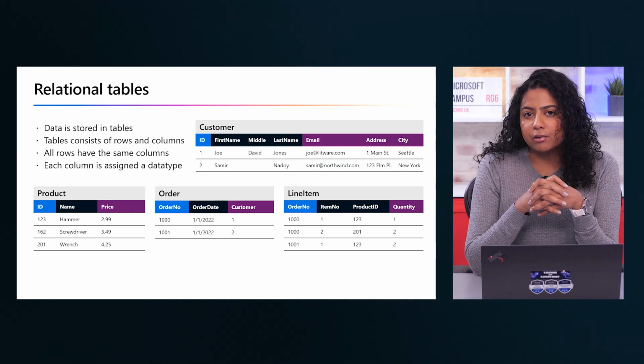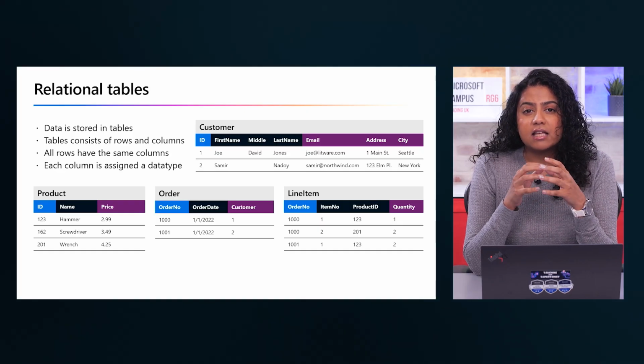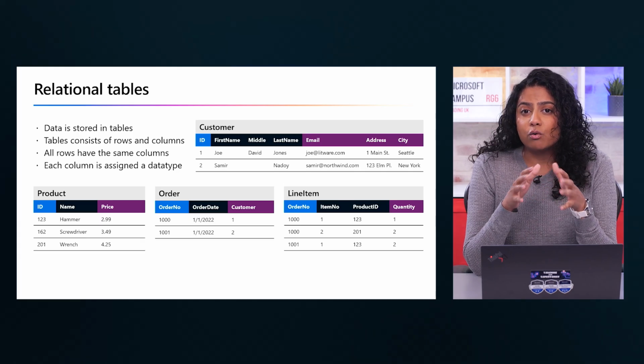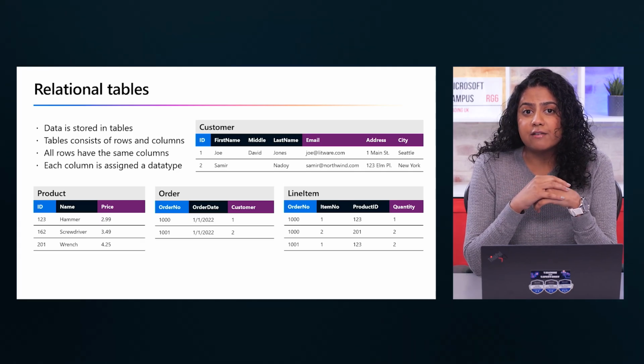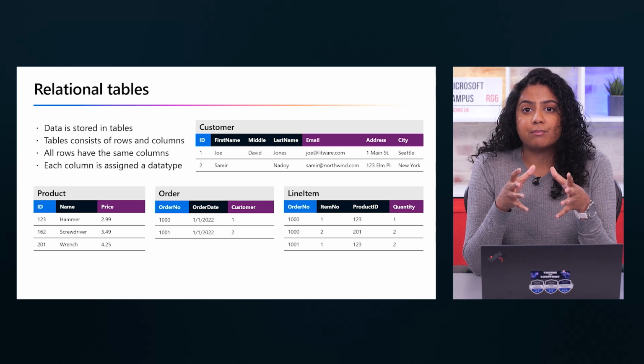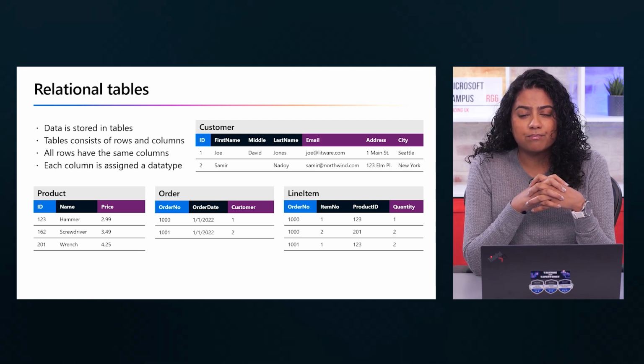Now here's the flexible part. Not every column needs to have a value. Let's say there's a middle name column for our customer table. It's totally fine for some rows to leave that blank or to have what we call a null value, meaning there's simply no data provided for that particular piece of information.